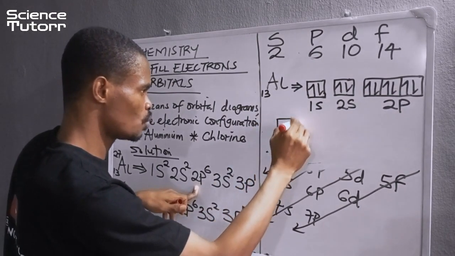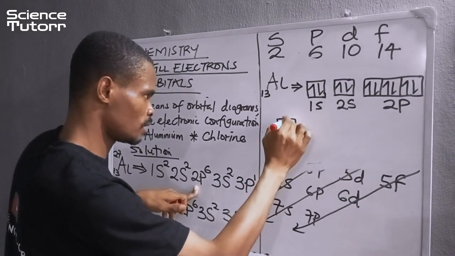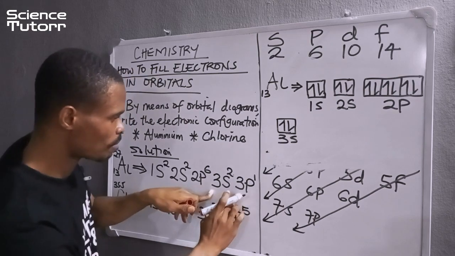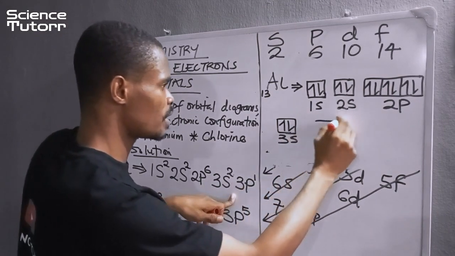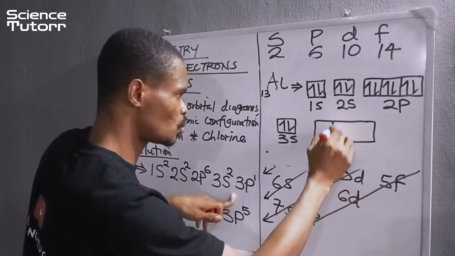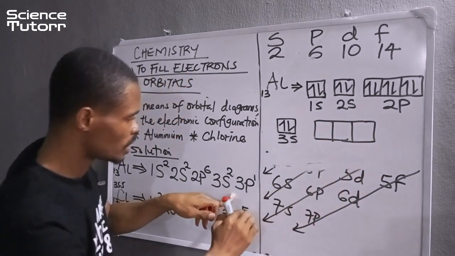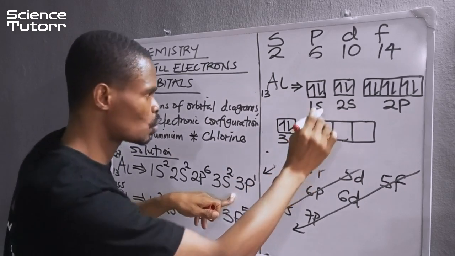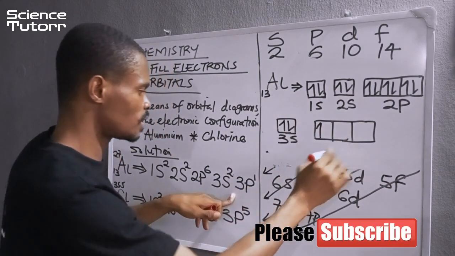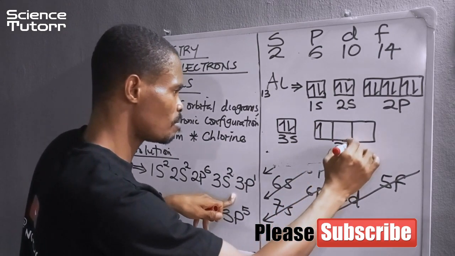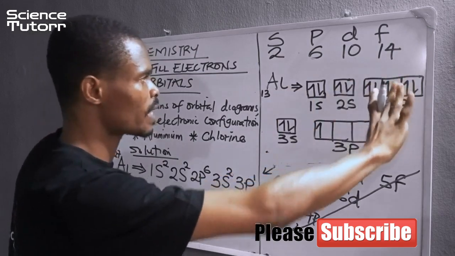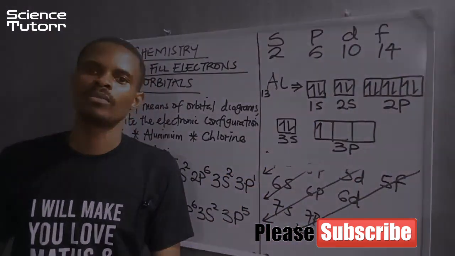So we have one up, one down. This is for 3s, and then we have 3p. P can hold 6 across x, y, and z, as 3 pairs. In this case, we have just 1, so it goes into the first. So this is for 3p. What we have done is draw the orbital diagram for aluminium.